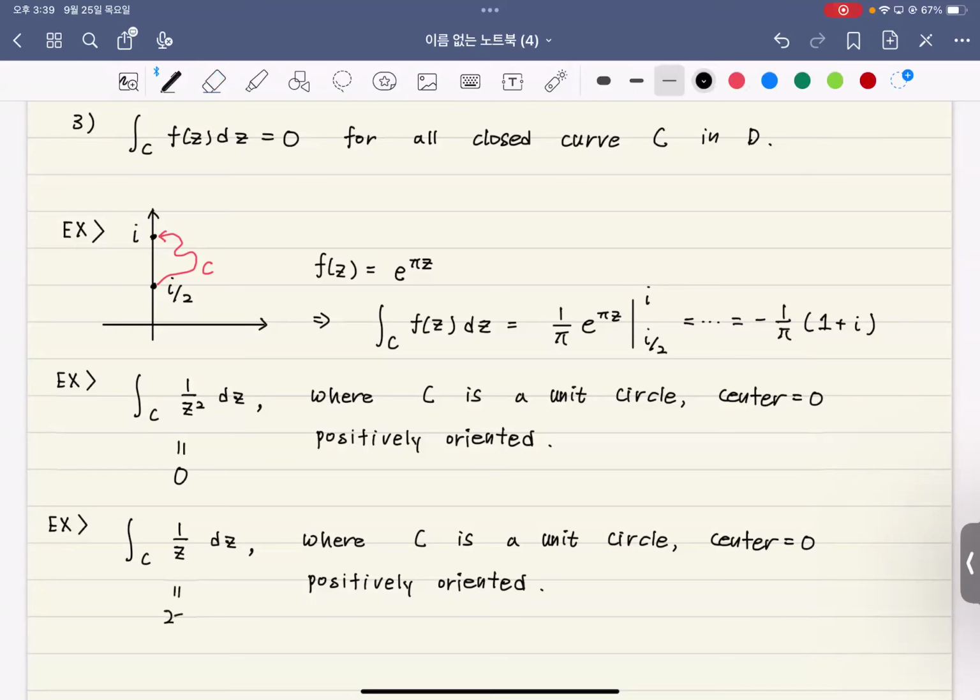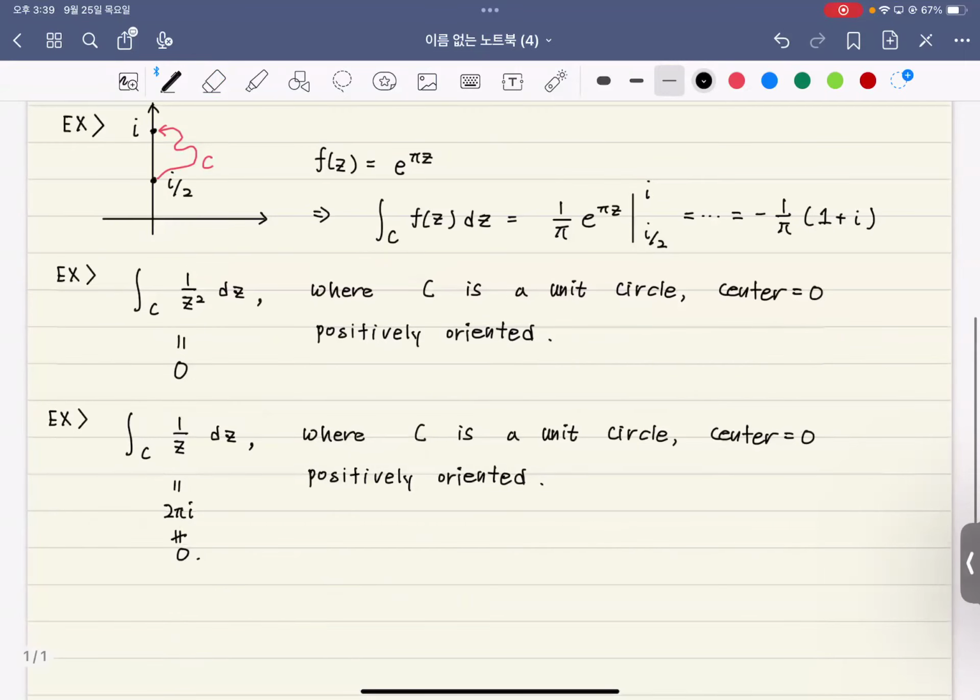So this is 2 pi i and non-zero. Okay. Now today I want to discuss something more about path independent line integrals. In order to do that, first I will need to introduce a notion of simply connectedness. Have you ever heard about the simply connected set?